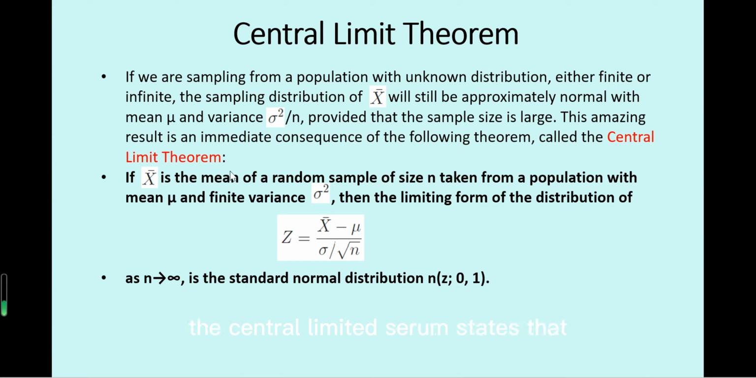The central limit theorem states that if x bar is the mean of a random sample of size n taken from a population with mean mu and finite variance sigma square, then the limiting form of the distribution of the statistic Z, which equals the sample average minus the population mean, divided by the population standard deviation divided by the square root of the sample size, as the sample size approaches infinity, is the standard normal distribution variable Z with mean 0 and standard deviation 1. So this is the central limit theorem.